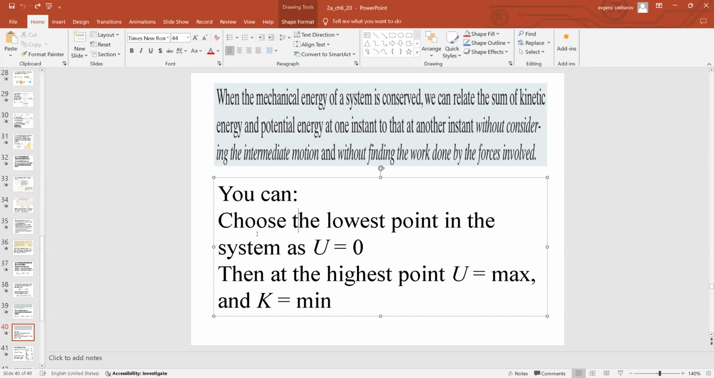I suggest you always choose the lowest point in the system as the 0 level. Usually it's the ground level, the surface of the planet. So the highest point would be the maximum potential, minimum kinetic, and once again, K plus U stays constant. There's no change to that value.